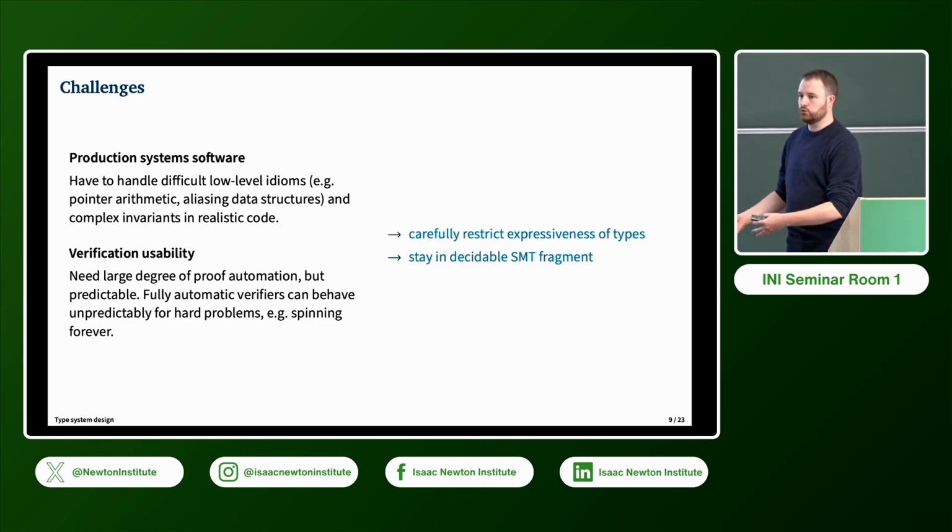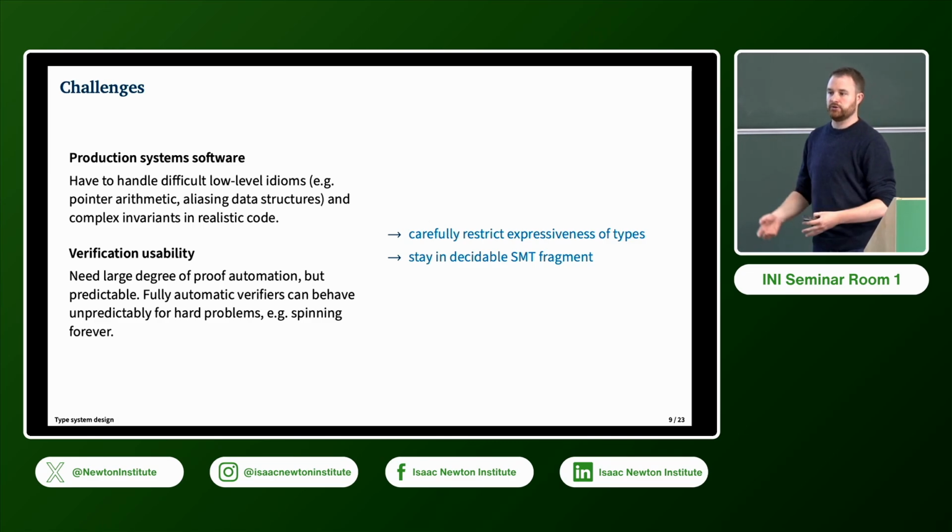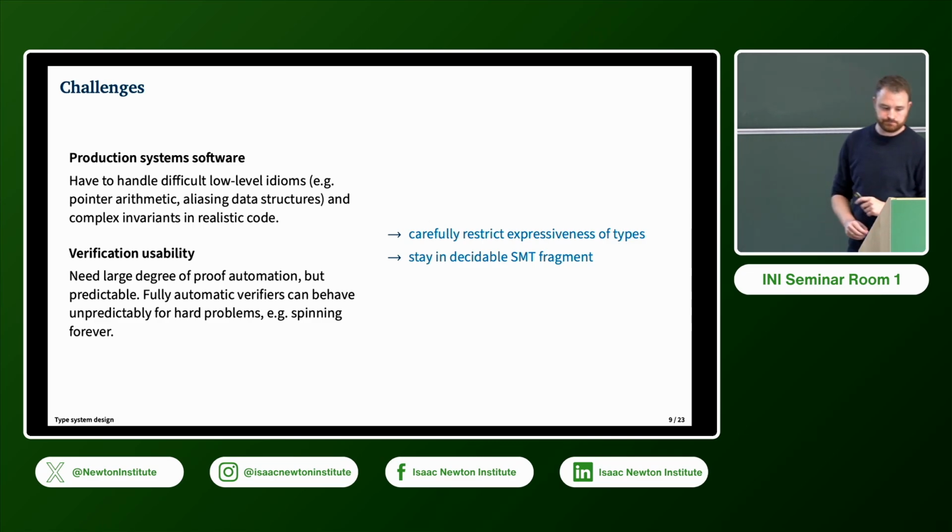So we want to try to do predictable proof automation. We want to do that by slightly carefully restricting the expressiveness of the types, and trying to stay in the decidable SMT fragment for the proof automation.